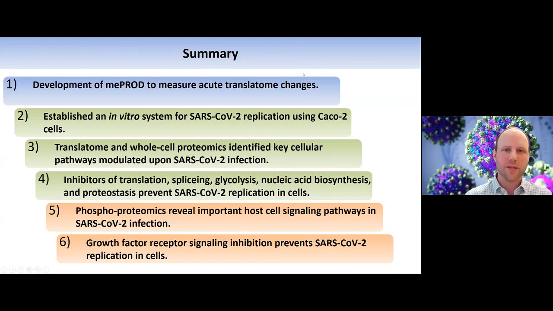So as a summary, I mentioned to you that I developed these new MEPROT methods to look at acute translation change in the cells. We set up cellular infection systems for SARS-CoV-2 infection, and we identified a range of pathways that are upregulated upon infection and inhibitors for which prevent viral replication. And we then turned towards the signaling part of it, looking at phosphoproteomics and identify the growth factor receptor signaling inhibition and prevent SARS-CoV-2 replication in cells.